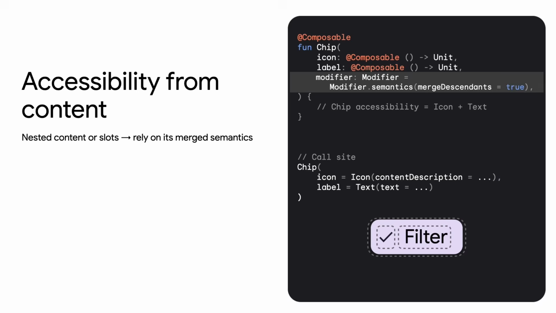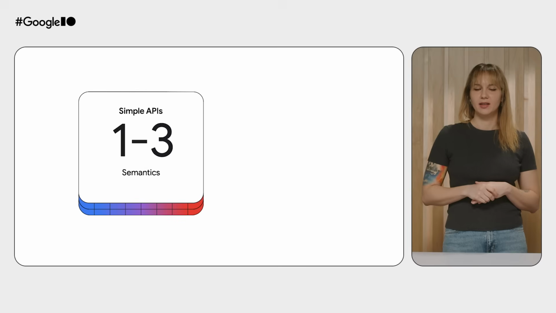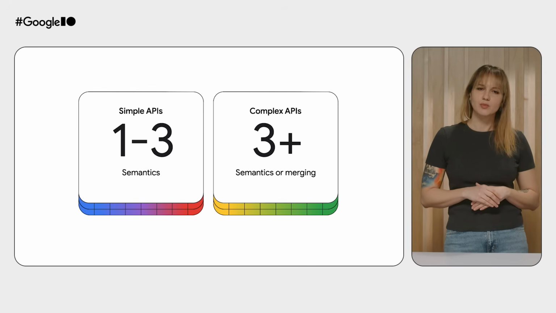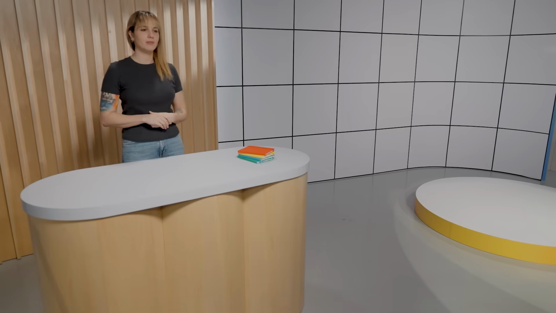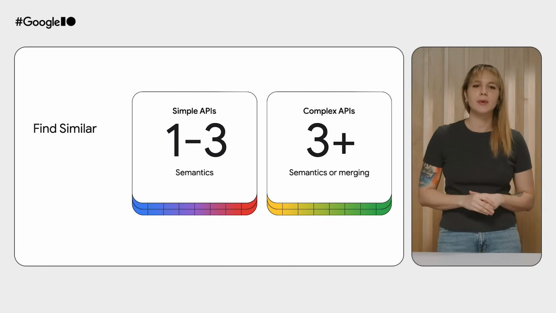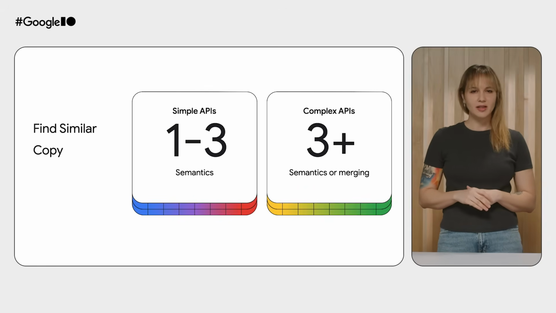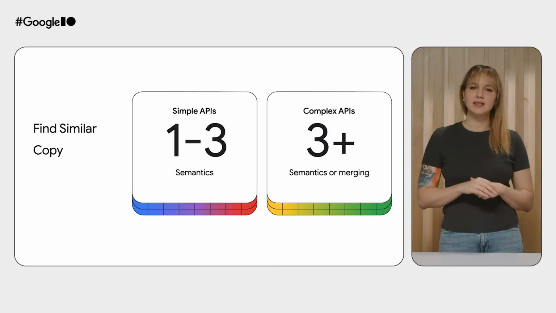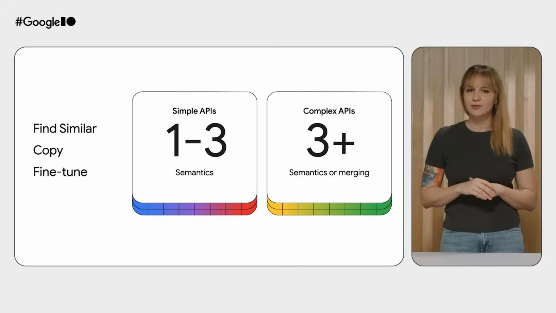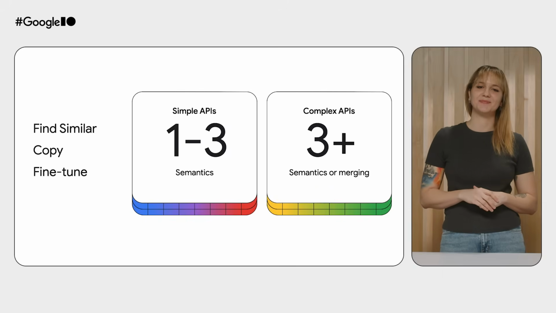To have the chip merge all of its children semantics into one, you can set a modifier semantics with merge descendants as true. This will force children descendants to collect and pass the data to your component to be treated as a single entity. A rule of thumb here is that simple components typically require 1 to 3 semantics, whereas more complex components require a richer set of semantics to function correctly with screen readers. When developing a new component, you can compare your API to an existing composable, find the one that is most alike, and copy its semantics implementation to start with, and then continue fine-tuning it according to your own use case.